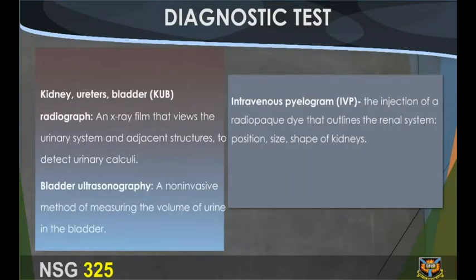Kidney, ureters, bladder radiograph, KUB. An X-ray film that views the urinary system and adjacent structures to detect urinary calculi. Bladder ultrasonography, a non-invasive method of measuring the volume of urine in the bladder. Intravenous pyelogram, IVP, the injection of a radiopaque dye that outlines the renal system, position, size, and shape of kidneys.